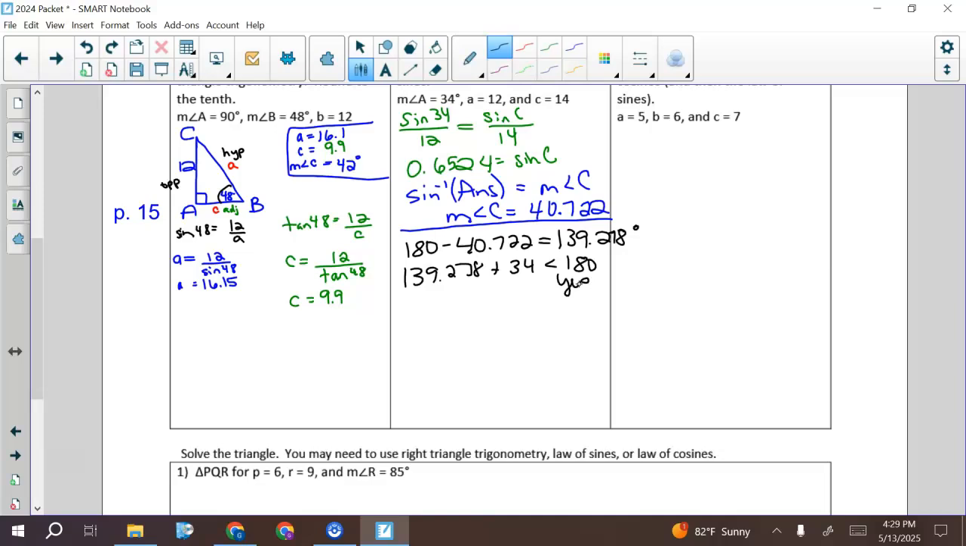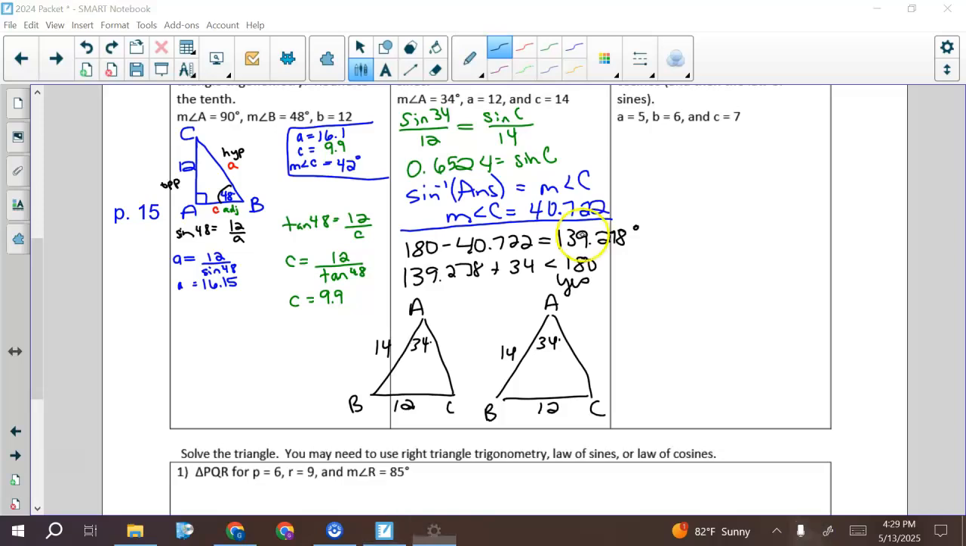I don't think there's one like that on your assignment, but if you had two triangles, we would have to continue and solve both triangles out. So over here we have triangle ABC, and here is our second triangle. In both of them, A is still 34. B, we don't know, let's see. Side A was 12. Side C was 14.